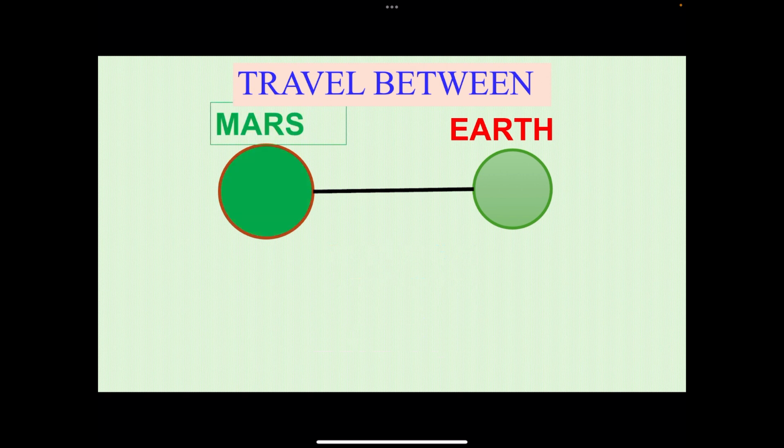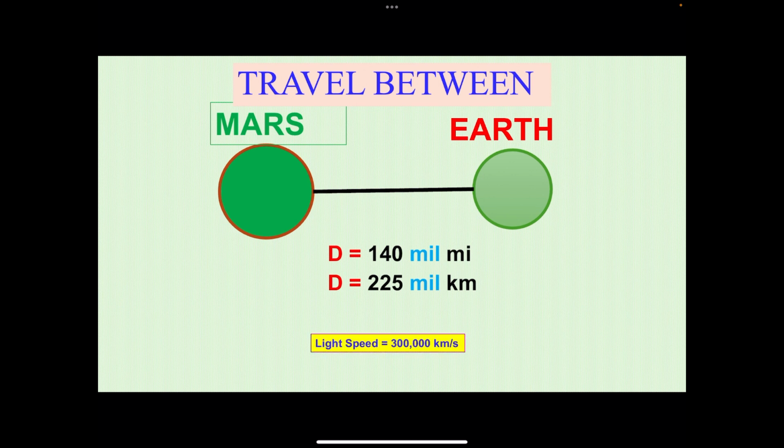Next, we look at the distance between the Earth and Mars, which is about 140 million miles, and that's about 224 million kilometers. Light traveling at a speed of 300,000 kilometers per second would take around 12.5 minutes to cover the distance between the Earth and Mars.